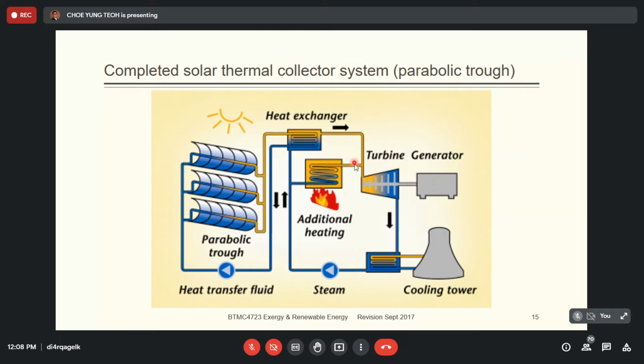Okay, once the steam pushes against the turbine and rotates it, the steam will reach maybe saturated steam, not up to the superheated steam level, but a lower level. And then we need to cool down the steam and let it condense back into the liquid form. Okay, that's why we have a cooling tower. But of course, for a small system, we can use a condenser instead of the cooling tower.